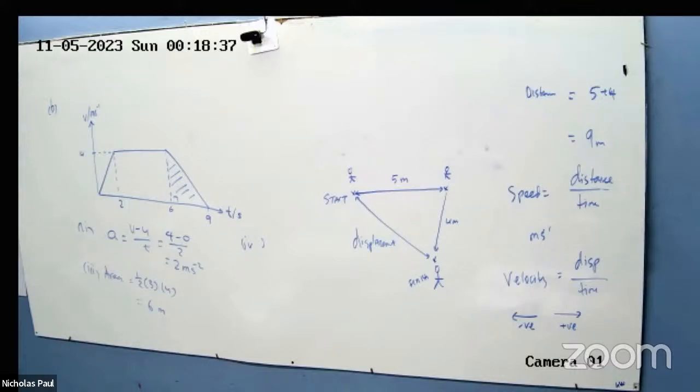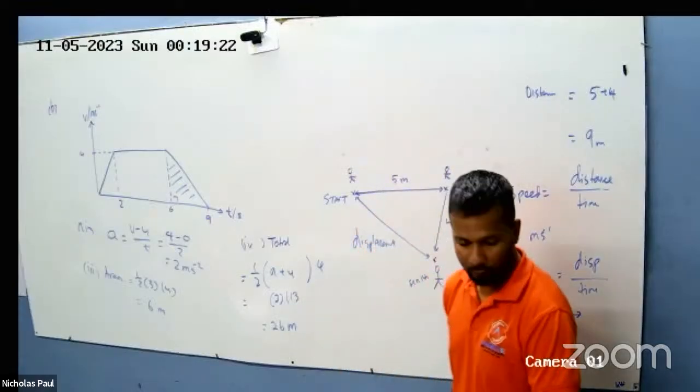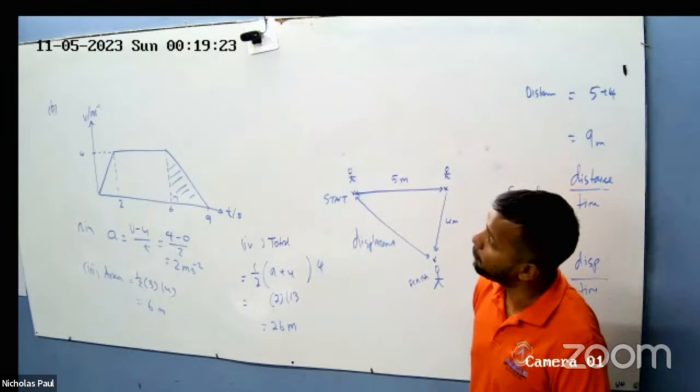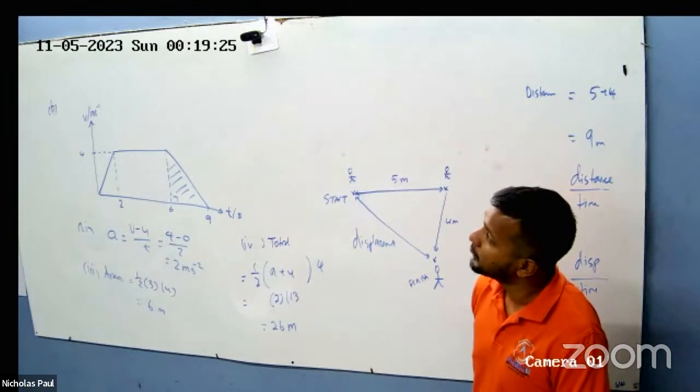All right, so let's see what the area will be. The total area is half the sum of the parallel sides, that's 9 and 4, by the height, which is 4. So this is half of 4, which is 2, by 13, which is 26 meters.